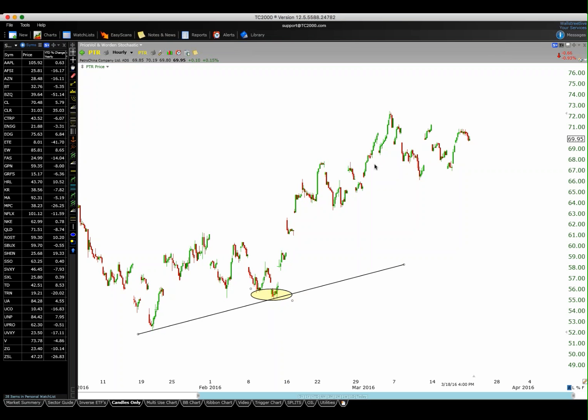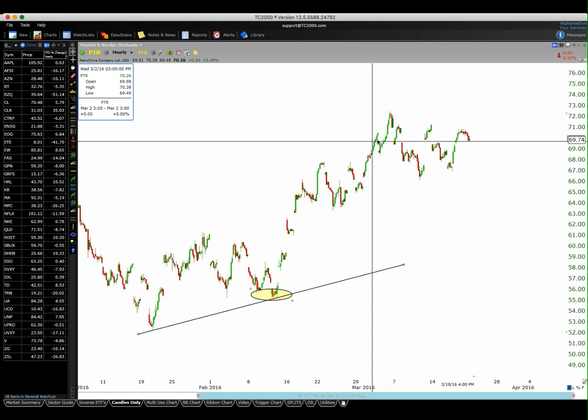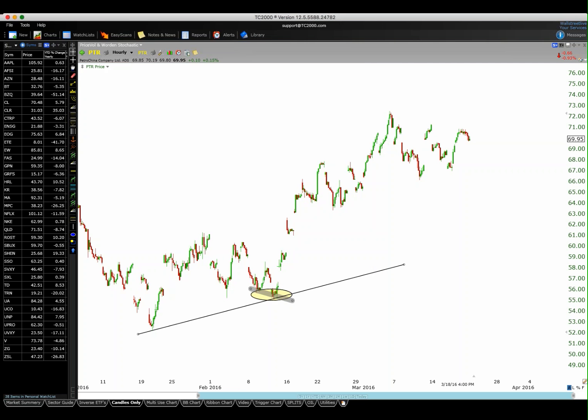You don't know anything about it, and you're buying up in this area over here. Now you have all this chop going on right here, and you're red right out of the gate. Even though this is going to be a long term play, if you're buying here, you're a mess. If you're down in this area, you don't care what's going on right here.